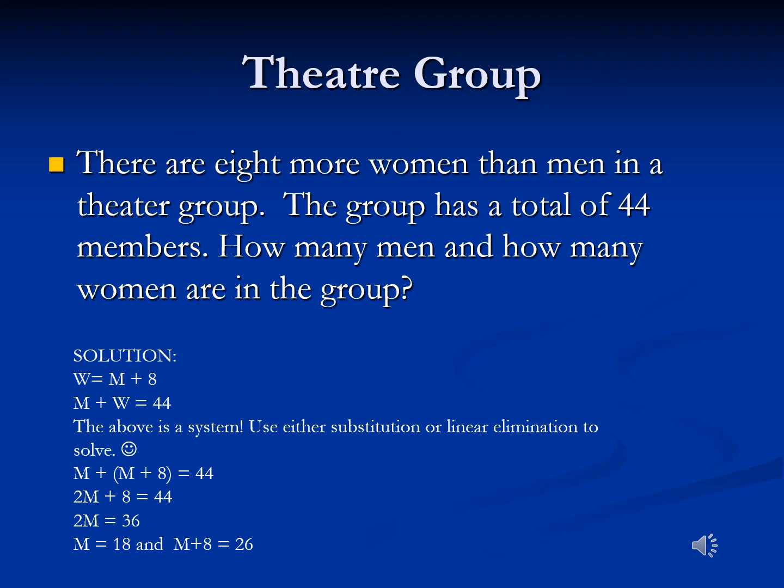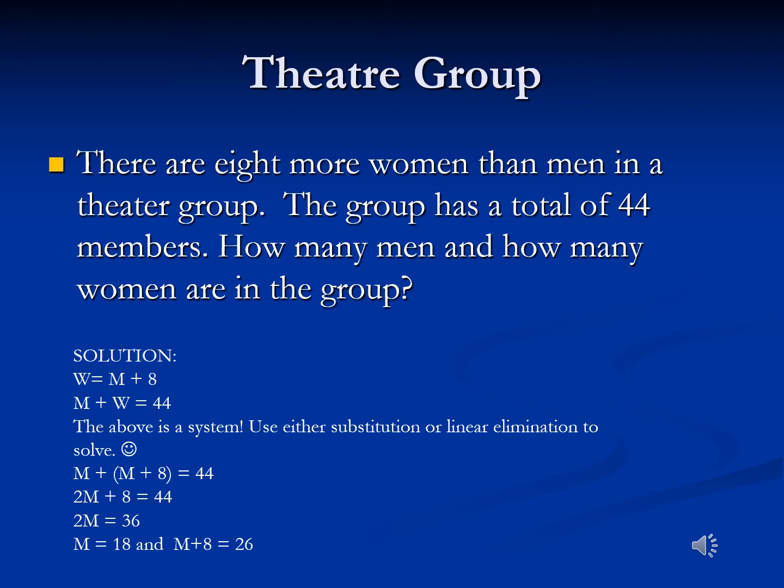So for problem 3, it says there are 8 more women than men in a theater group. The group has a total of 44 members. How many men and how many women are in the group? Immediately when I read this, I see 2 separate sentences with 2 different variables, but I have some numbers attached there, really stimulating in my mind the desire to set up a system of equations, 2 different equations that are set equal to 2 different things, and that would allow me to use substitution or linear elimination.